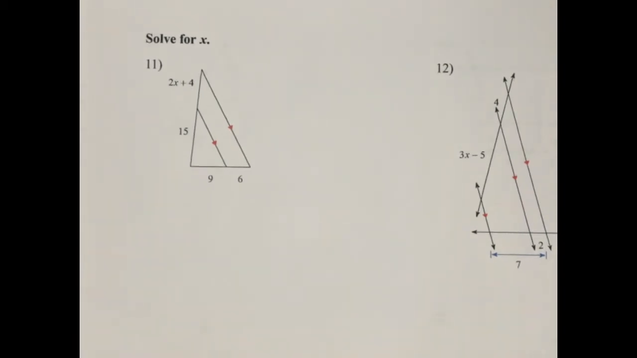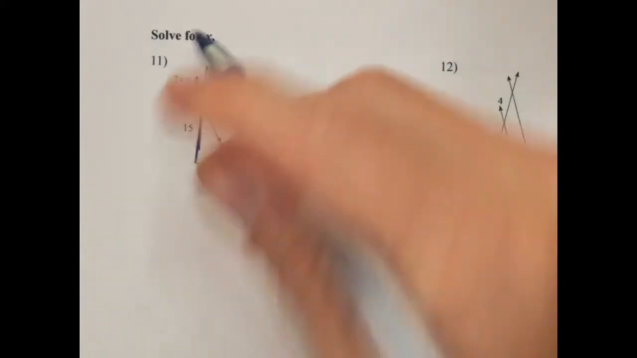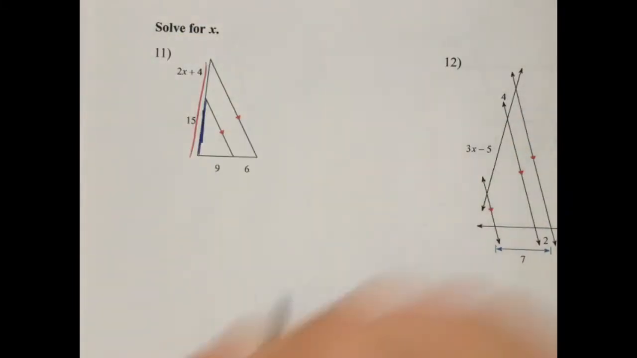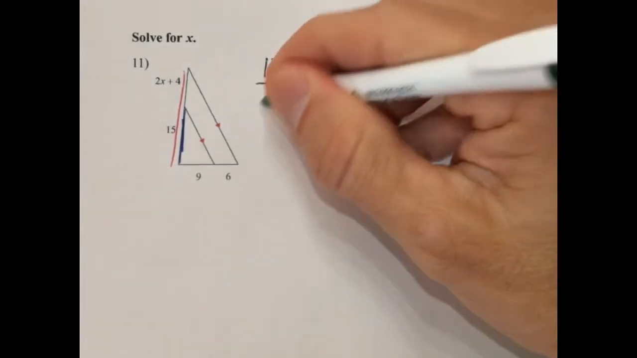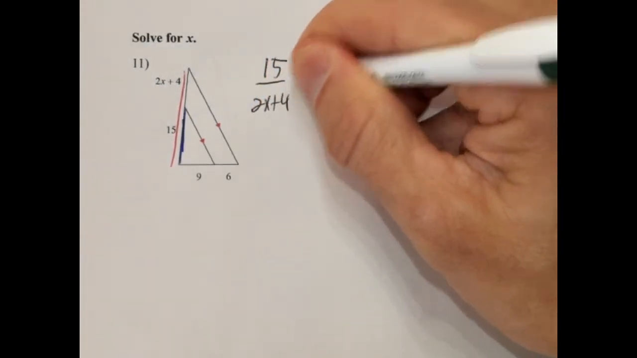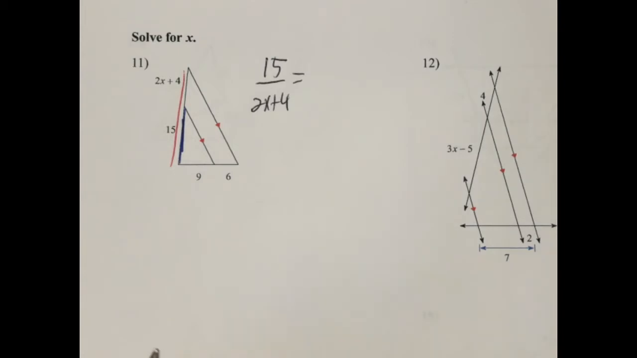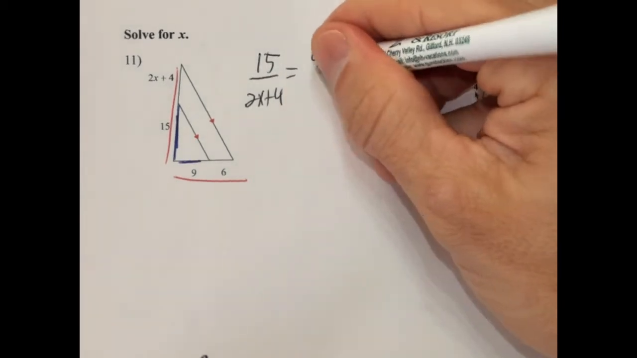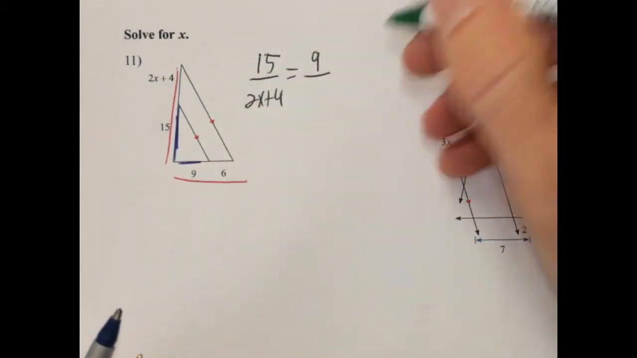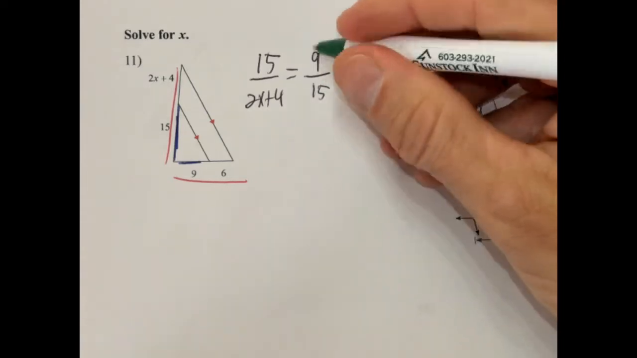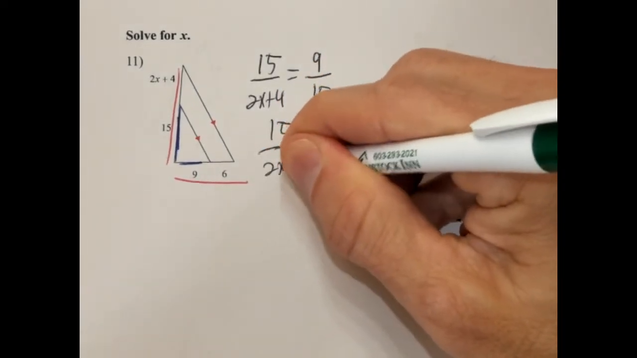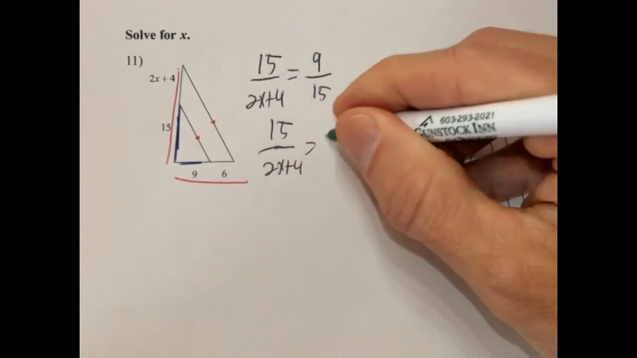So we're going to go with blue over red. So 15 over 2x plus 4 equals blue over red. So 9 over, the whole thing is going to be 9 plus 6, which is 15. I can simplify this, divide these both by 3. So 15 over 2x plus 4 equals, divide these by 3, so 3/5.